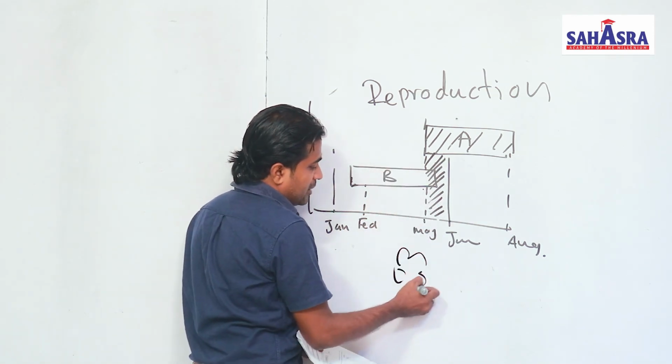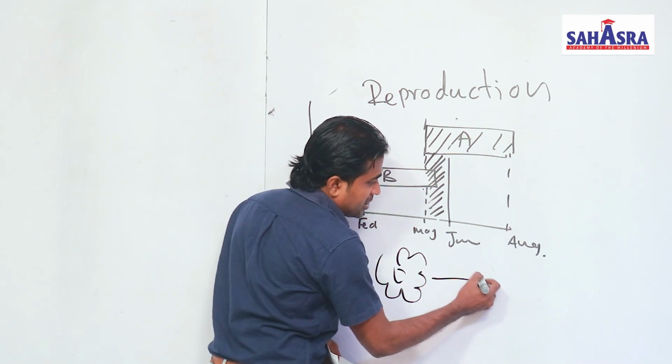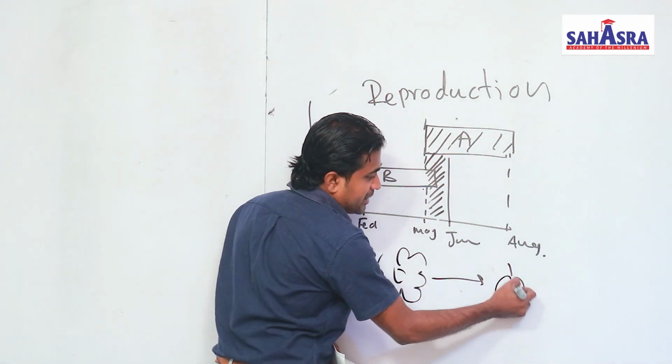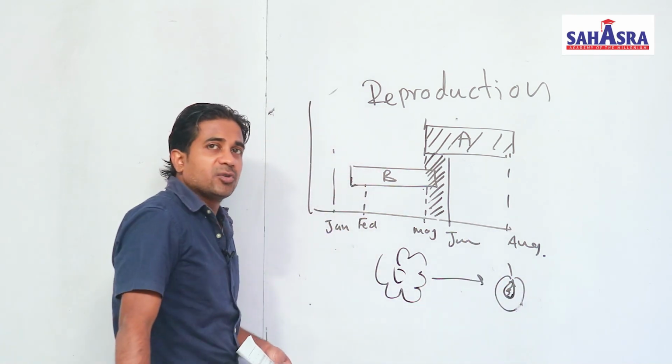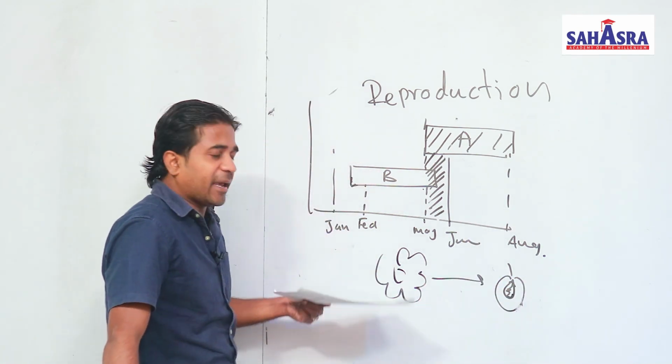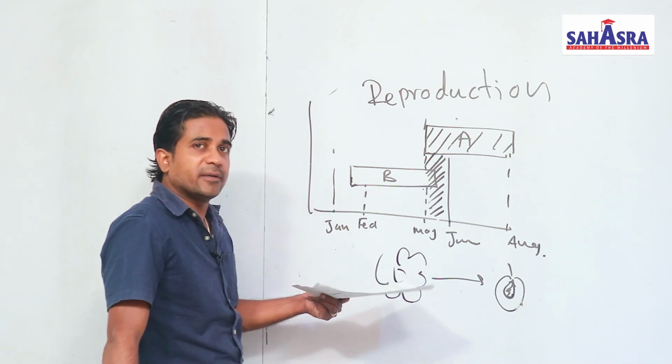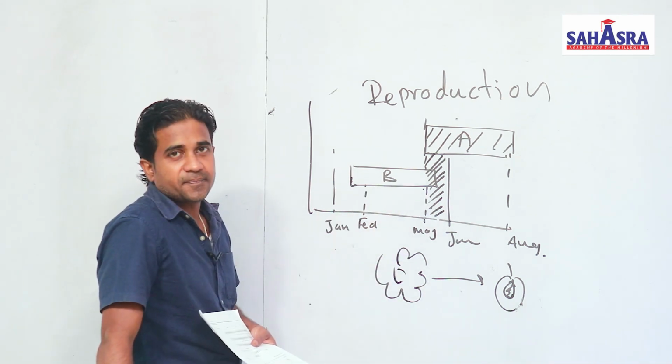Actually, the flower turns into a fruit later, which contains the seed. So we can call the flower the reproductive organ of the plant.